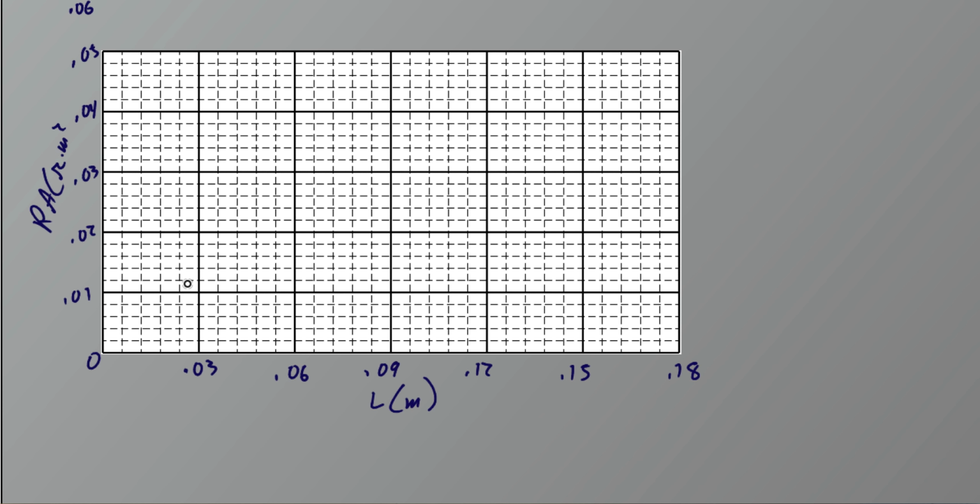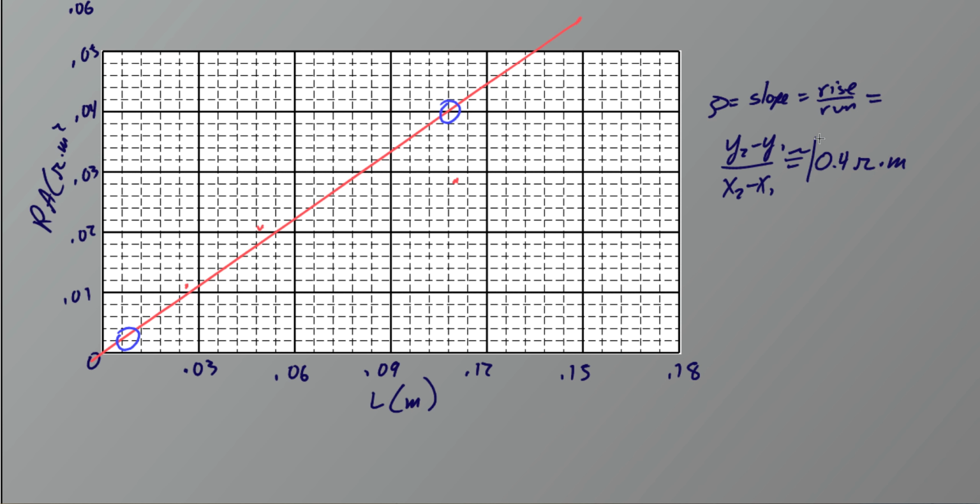So I don't know what would be convenient points. Maybe something like that. Circle those 2 points, fill in their values with units for y2 minus y1 and x2 minus x1. And when I did that, I got something on the order of about 0.4 ohm meters. So that's how I would find the resistivity of the dough cylinders nice and quickly.